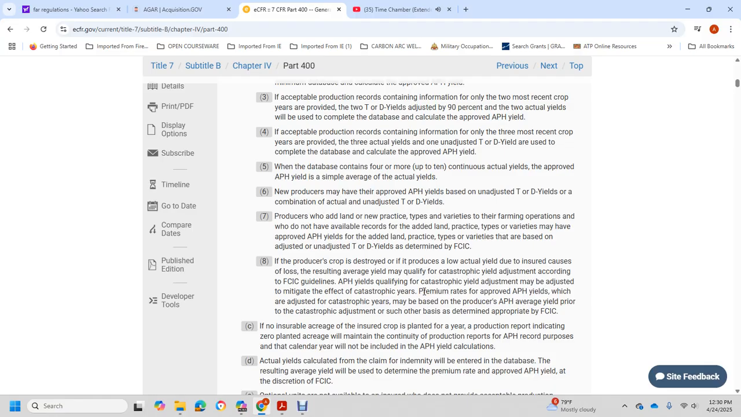years. Catastrophe years may be the base for the producer's actual production history average yield for the catastrophic adjustment, as determined appropriate by the FCIC.